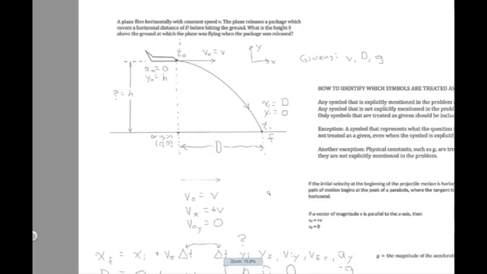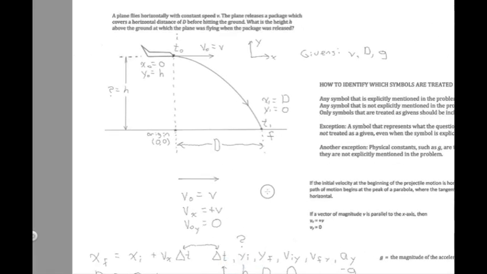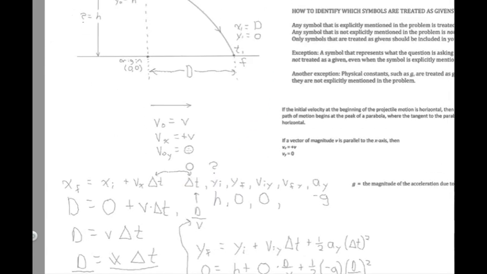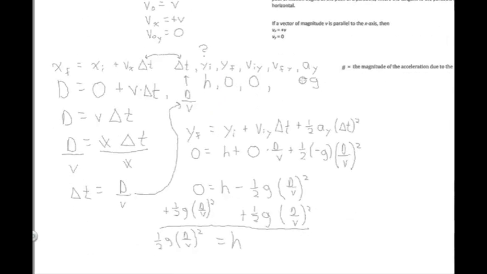So what were the important skills that we covered in this video? One thing we saw was the importance of the word horizontally. The fact that the plane was flying horizontally meant that the initial velocity of the package was horizontal, and that told us that the initial vertical velocity was 0. That number 0 was very important for us to plug into our equations as we went along. Remember, you need to plug in negative g for a sub y, not just g.